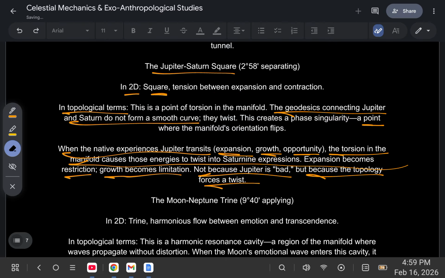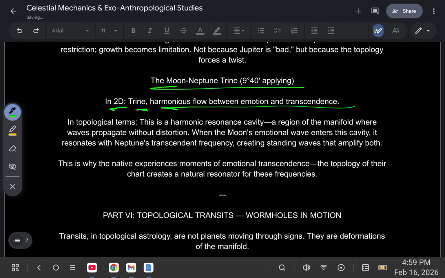Let's take a look at the Moon-Neptune trine, 9.40 degrees, applying. In 2D, it's a trine. It's harmonious flow between emotion and transcendence. In topological terms, this is a harmonic resonance cavity, a region of the manifold where waves propagate without distortion.